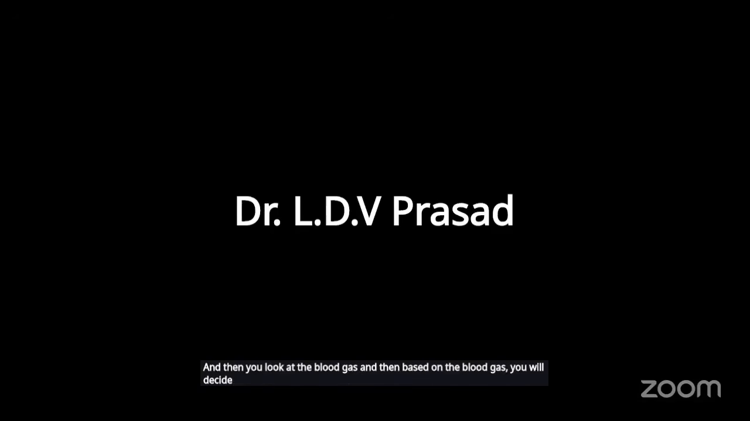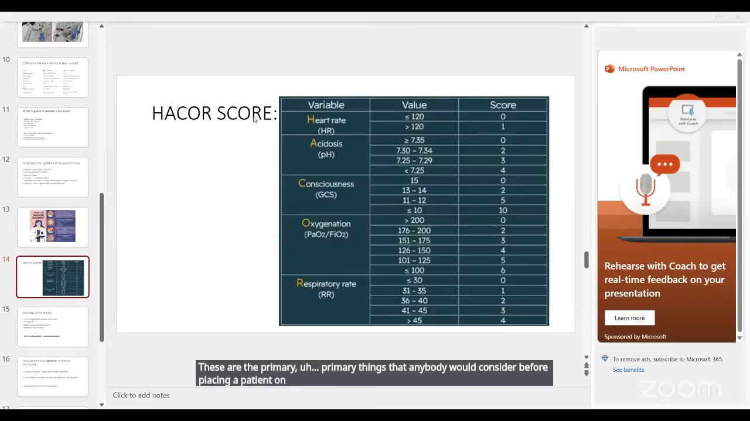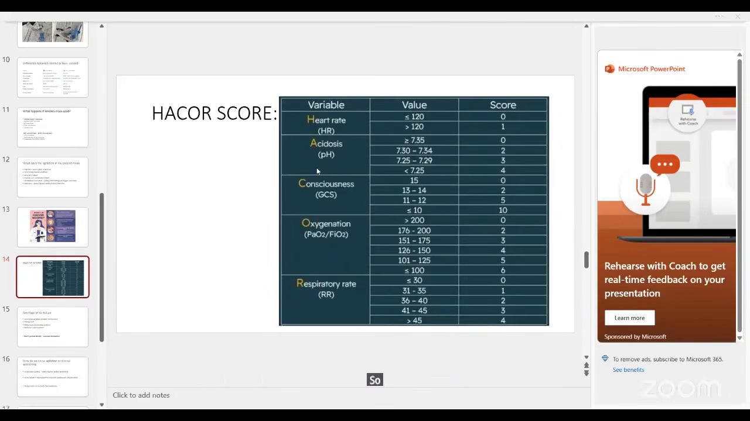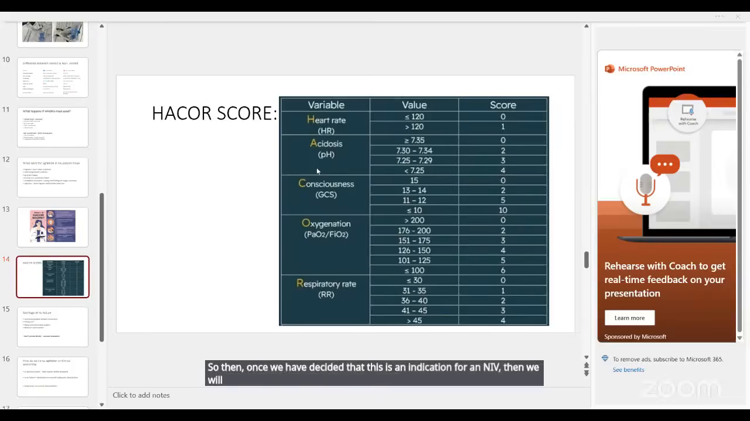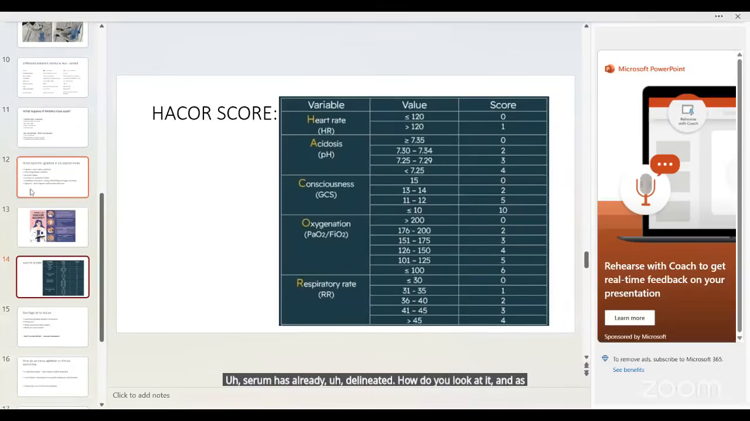The other parameter that you would consider when putting a patient on NIV is work of breathing. You wanted to decrease the work of breathing. These are the primary things that anybody would consider before making a decision of placing an NIV. So once we have decided that this is an indication for an NIV, then we will have to select the particular mask size. Sriram has already delineated how you look at it, and as ER physicians, we all know how to measure it.